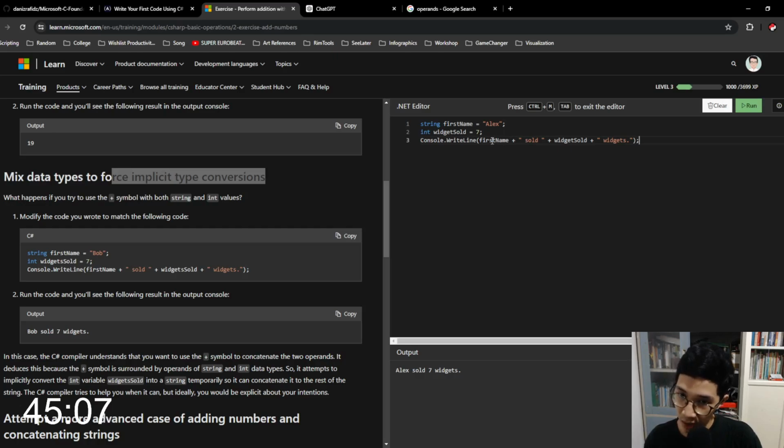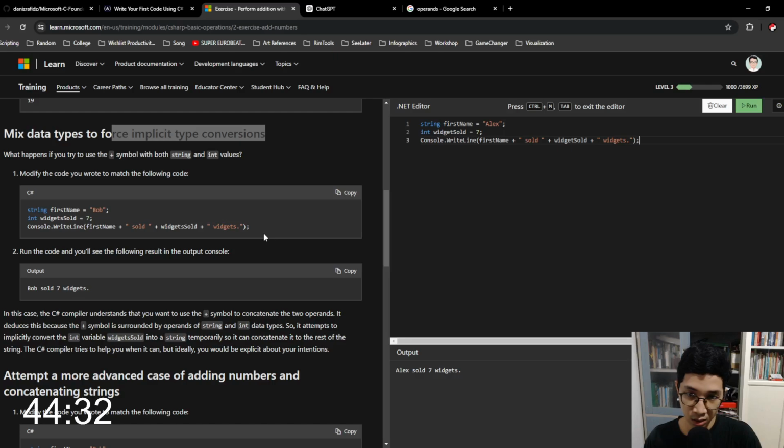Okay, yes, we can, but the purpose right now is not about calculation or addition, but it happens to be concatenation, because first name is a string and the plus is concatenation, combining the first variable and the literal string of sold. So it will not be calculation. So that will happen.